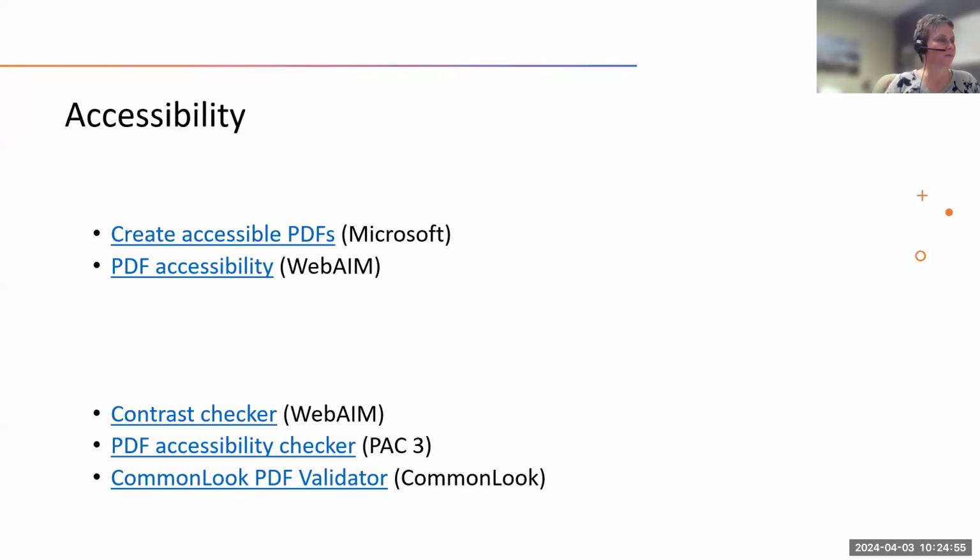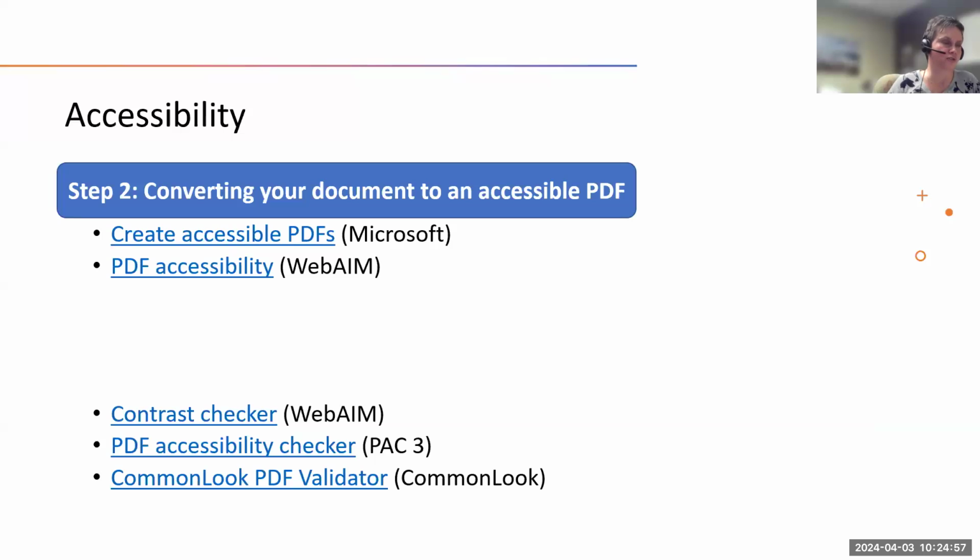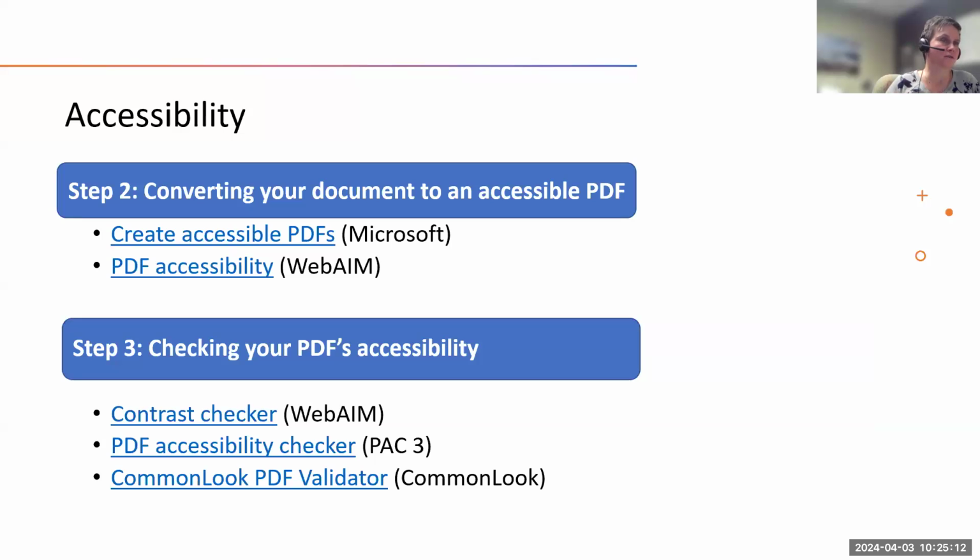Step number 2. Once you have incorporated those features in your document, you need to convert your document to an accessible PDF. Right here, we've put some links to resources that will help you to do that. Step number 3. Sometimes when you convert your document to an accessible PDF, some accessible elements are removed for different reasons. So it's a good idea to do a final check on your PDF. And here again, we've put some links to resources that will help you to do that.